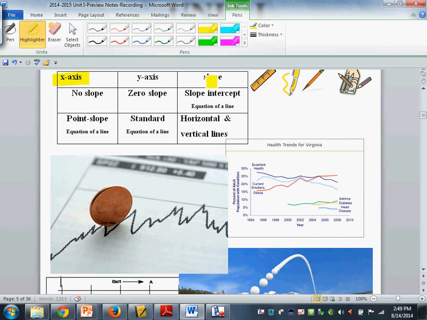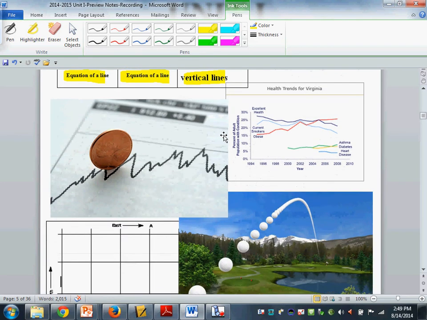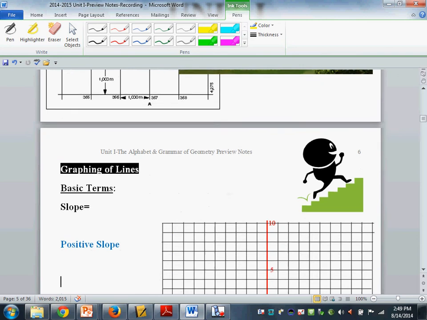Here's the vocabulary you need to be familiar with. The x-axis, the y-axis, slope, no slope, zero slope, slope-intercept equation of a line, point-slope equation of a line, standard equation of a line, horizontal and vertical lines. That's our vocabulary. By the end of the lesson, next 20 minutes, you need to be familiar with those.